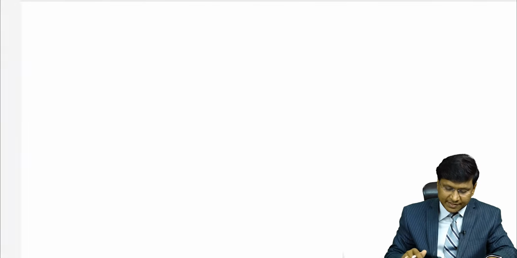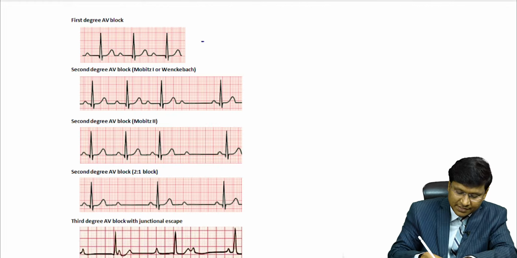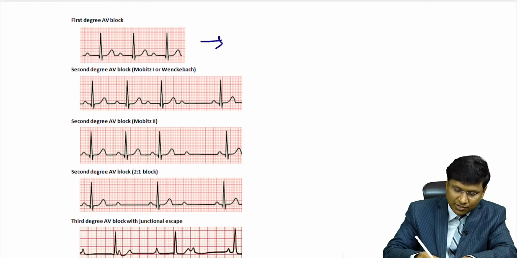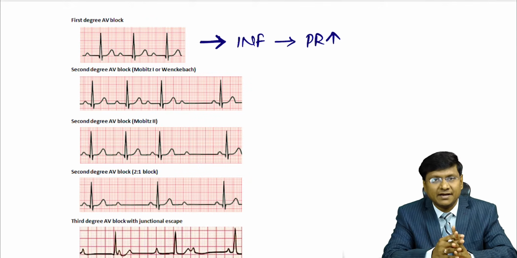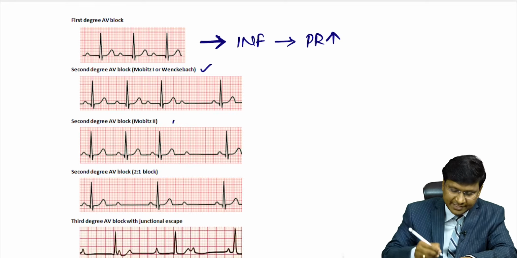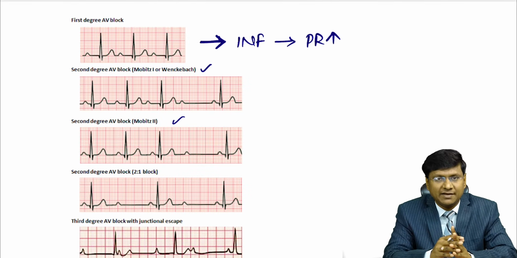Now let me show you the ECGs of all the types of the AV nodal block. In case of the first degree AV nodal block, the abnormality is in the internodal fibers, right? The abnormality is in the internodal fibers where there will be prolongation of the PR interval. Then we have the second degree AV block. Second degree AV block, again we have two types, Mobitz type 1 and as well as Mobitz type 2 AV nodal block. So you take Mobitz type 1 AV nodal block, which is also called as Wenckebach's phenomena.